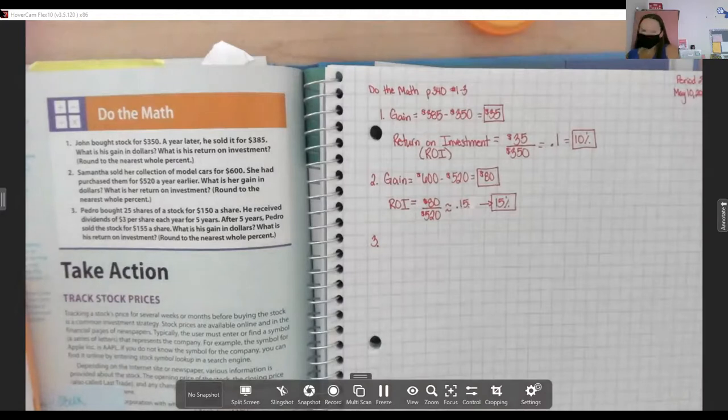And finally, number 3, it's a little bit more complicated. Pedro bought 25 shares of stock for $150 a share. He received dividends of $3 per share each year for 5 years. After 5 years, he sold the stock for $155 a share. What is his gain in dollars? And what is his return on investment?